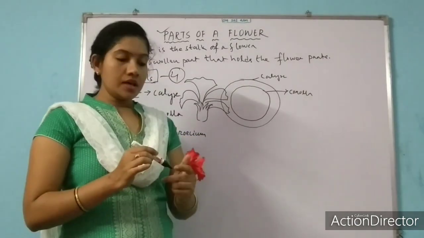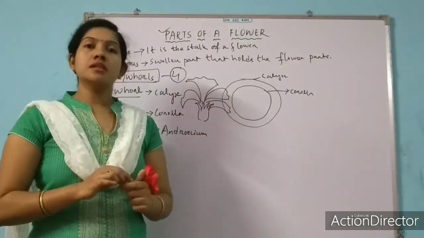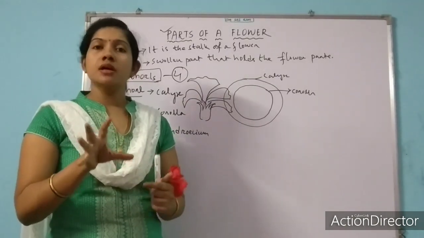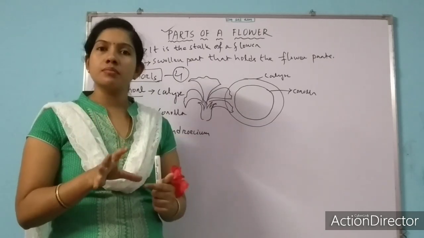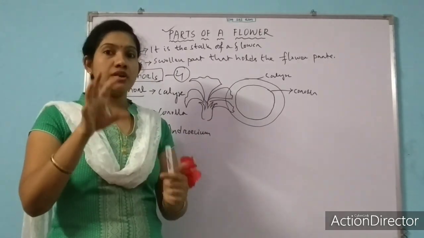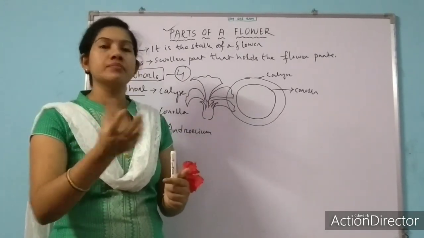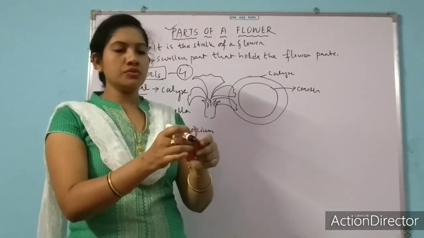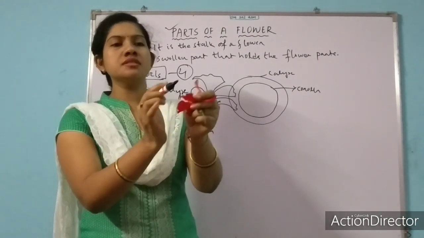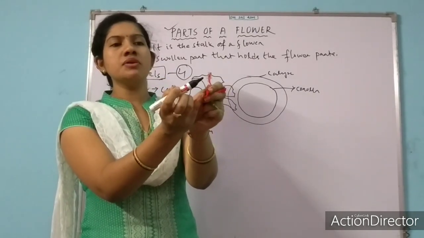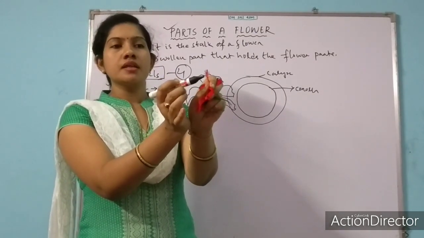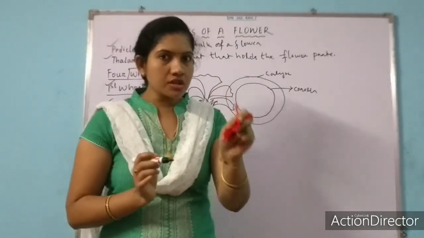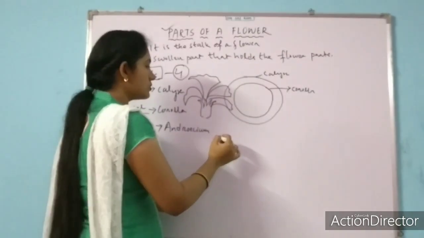Androecium. So again I am repeating, the third part of a flower is the male part of the flower, which is called androecium. So what is androecium? Androecium is the collection of stamens. If you can see here, I will show you closely later on, there are some yellowish colored things. These are the stamens. If I draw the structure of the stamen, then it somehow looks like this.